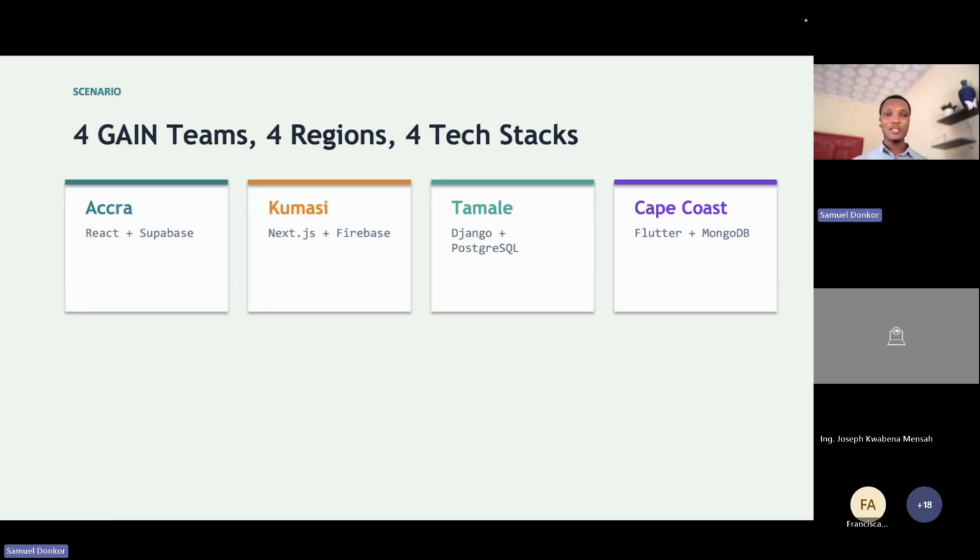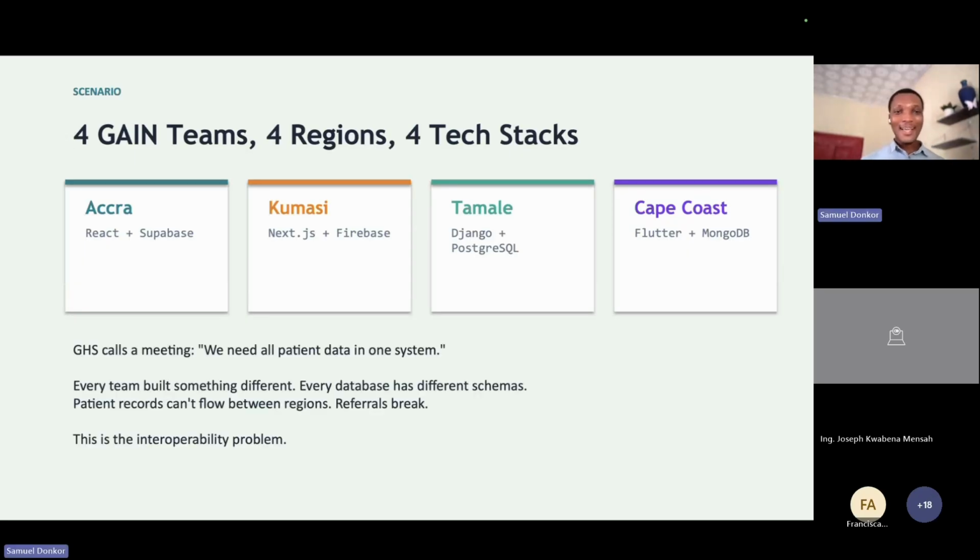What's really interesting is that for developers, everyone has the technology they're familiar with, right? So let's say the first group picks React and Supabase as their stack, right? The Kumasi guys pick Node.js and Firebase. Okay, cool. The third group picks Django and Postgres. Then the fourth group takes Flutter and MongoDB. All right, that sounds good.